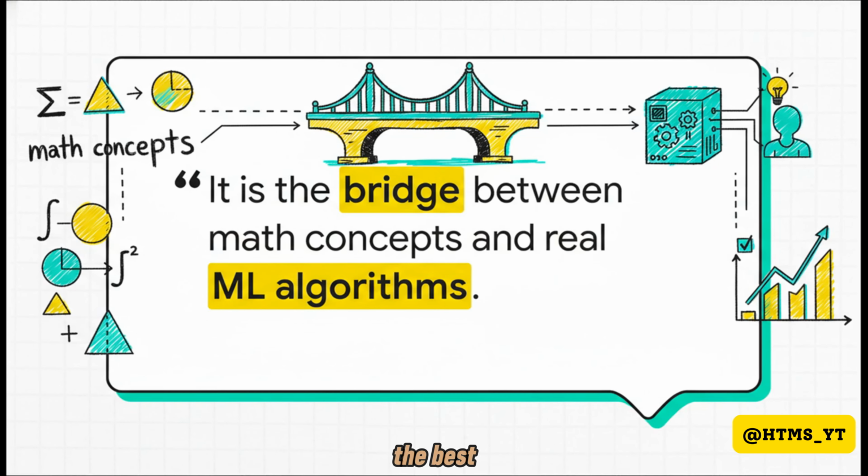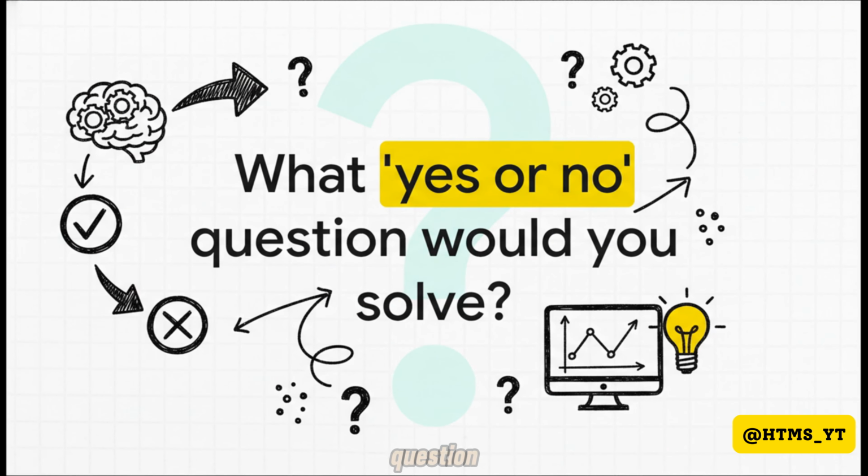One of the best ways I've ever heard it described is that logistic regression is the bridge. It's that vital link that connects the abstract world of math to the real world of machine learning algorithms that actually go out and solve problems. If you can get your head around this, you're taking a massive step toward understanding the entire field. It's that important.